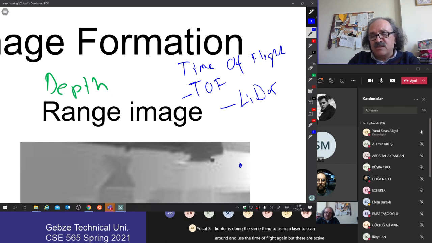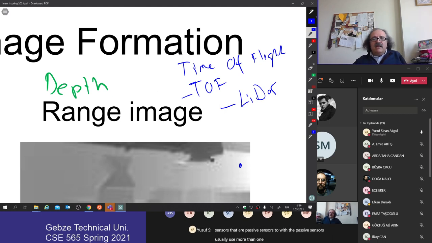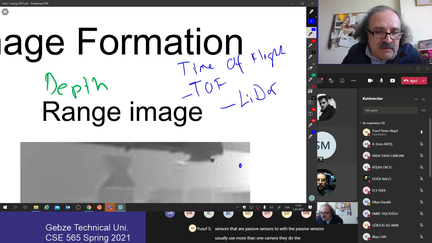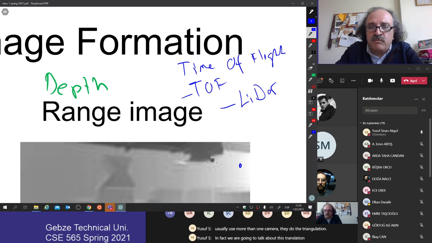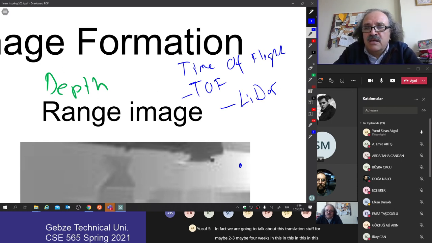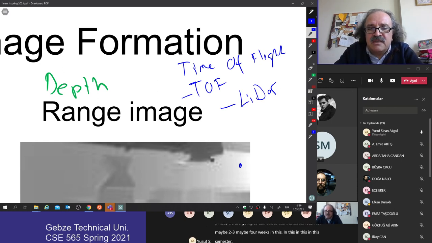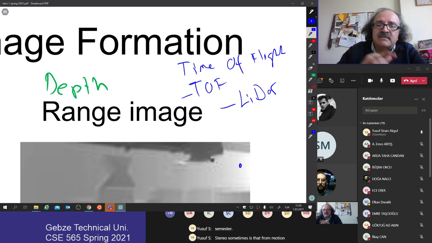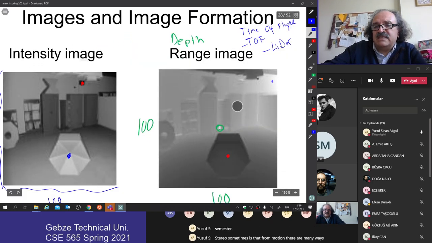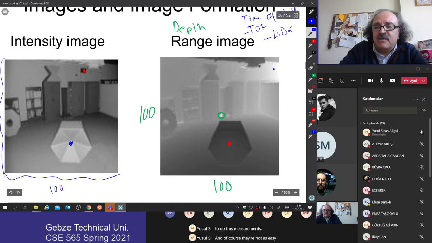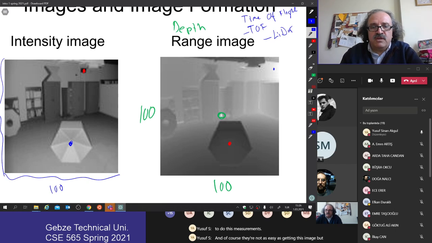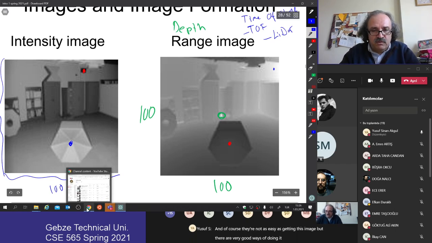There are passive sensors too. With the passive sensors, usually they use more than one camera. They do the triangulation. In fact, we are going to talk about this triangulation stuff for maybe 2, 3, maybe 4 weeks in this semester. It's called stereo, sometimes depth from motion. There are many ways to do these measurements. And of course, they are not as easy as getting this image, but there are very good ways of doing it. Let me show you.